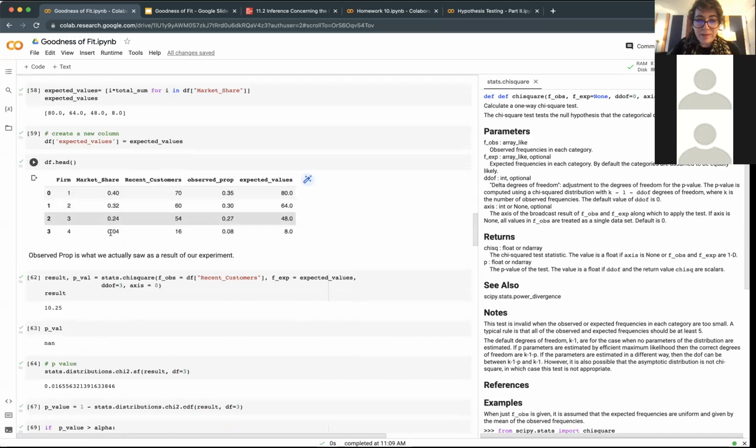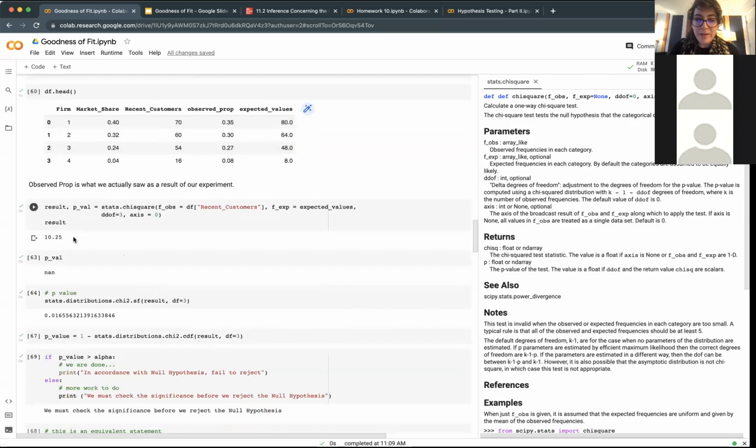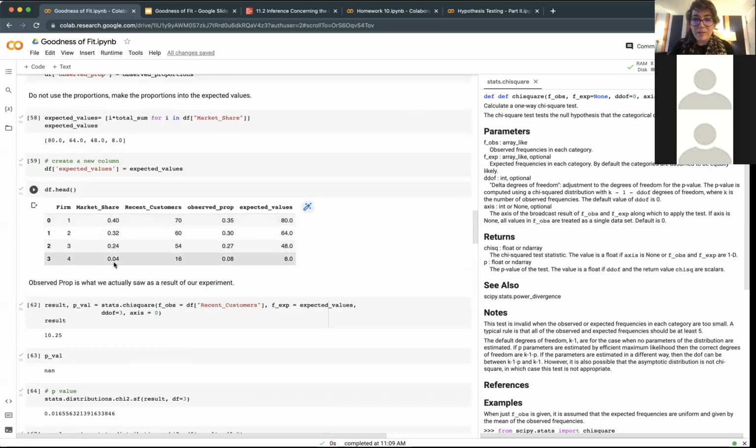We expected this as an analyst, or, let's say, the executive team said this would be the proportion of market share. And then we ran an experiment that found this proportional breakdown of what we observed. And then we used statistics to calculate, does this differ enough to say that what we saw in the field varied significantly from what we expected to happen? And because we got this value of 10.25, this is far away from 0, which would say we got it exactly right, where all these values equal what we expected them to be.